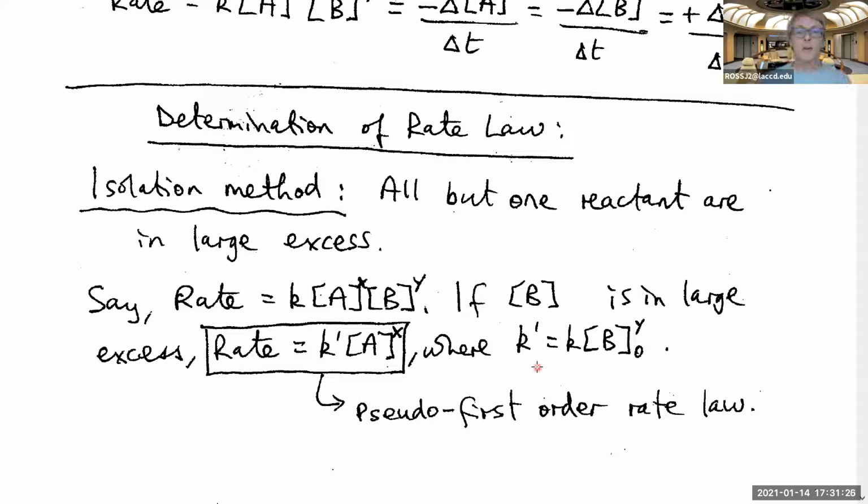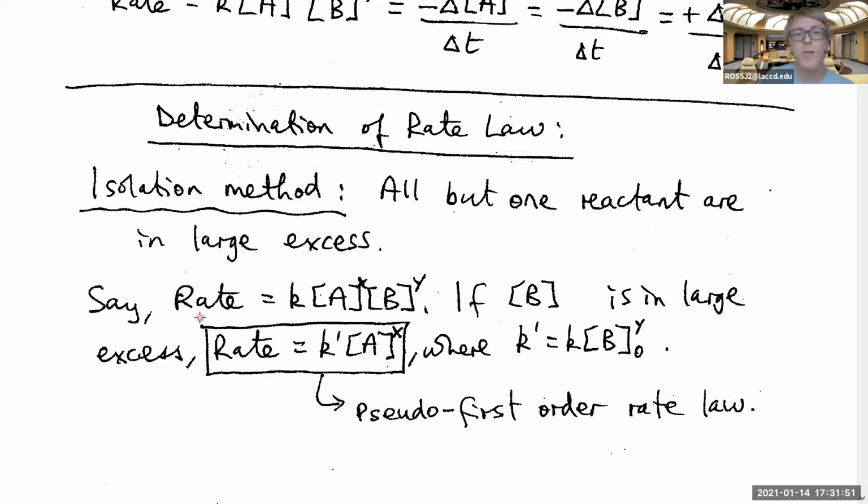So we alluded earlier that you have to calculate rate orders. So there's a couple of ways you could do that we'll at least look at in this video. So determination of rate law. One method is the isolation method, where you essentially isolate one reactant by making all others constant. So all but one reactant are in large excess, and that's imposed by the chemist.